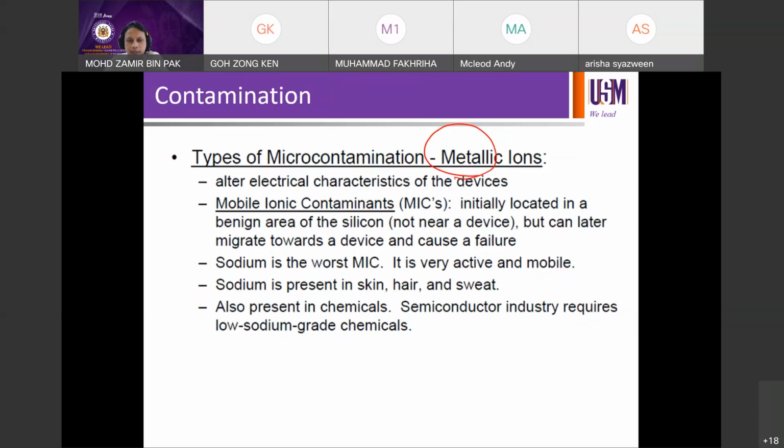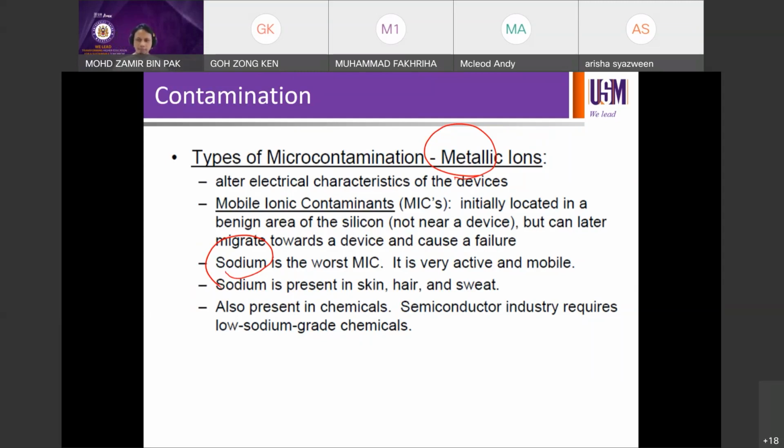So sodium is the worst MIC. Sodium. Where do you find sodium? Do we have sodium in our body? Or can we produce sodium from our body? If you're running a factory, for example, with handling wafers, can you contribute sodium in any way? Anyone? Where does the sodium come from? Sweat, right? Sodium from sweat, right? So sodium is the worst MIC.